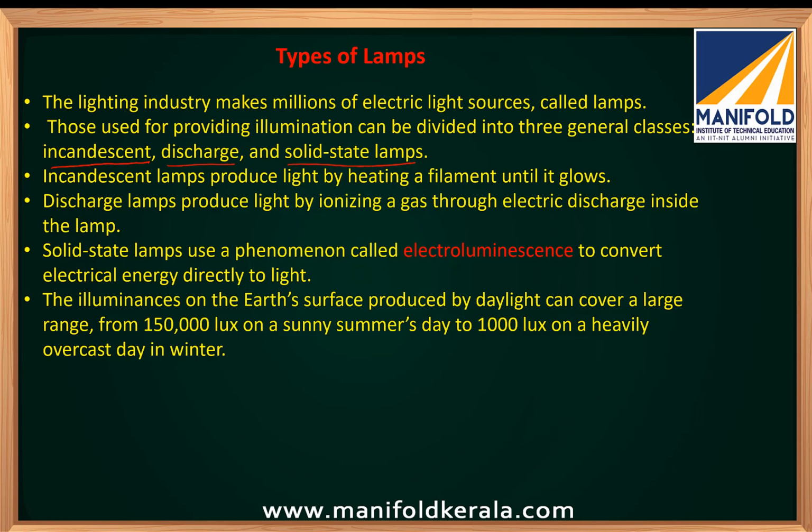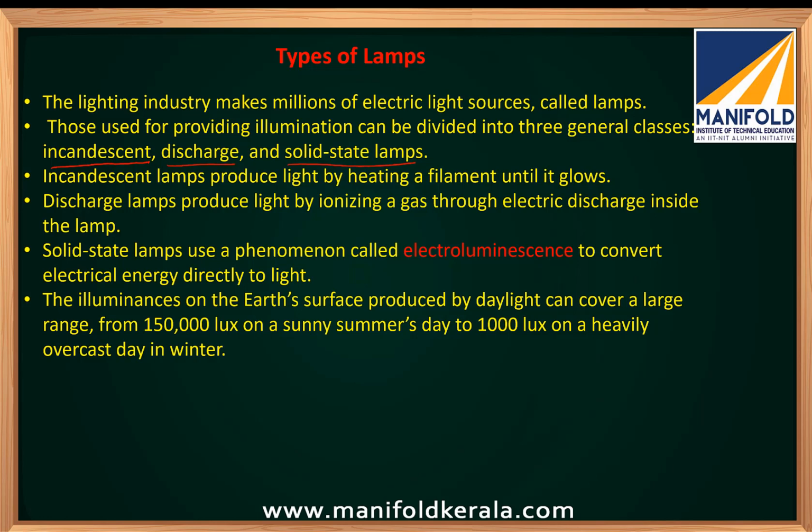So incandescent lamps produce light by heating a filament until it glows. In incandescent lamps, we heat a metal filament, and after attaining a particular heat, it becomes incandescent. That means it starts emitting the light.